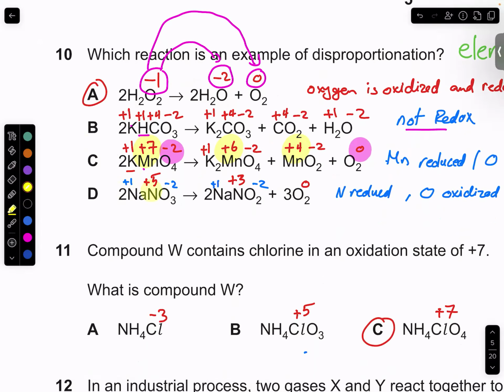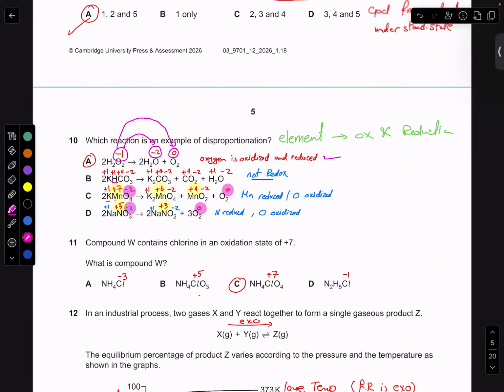If you look at this, here nitrogen is +5, nitrogen becomes +3, so reduction. And oxygen was -2 and it becomes 0. So this is an oxidation. So this is not disproportionation. So the answer is A.